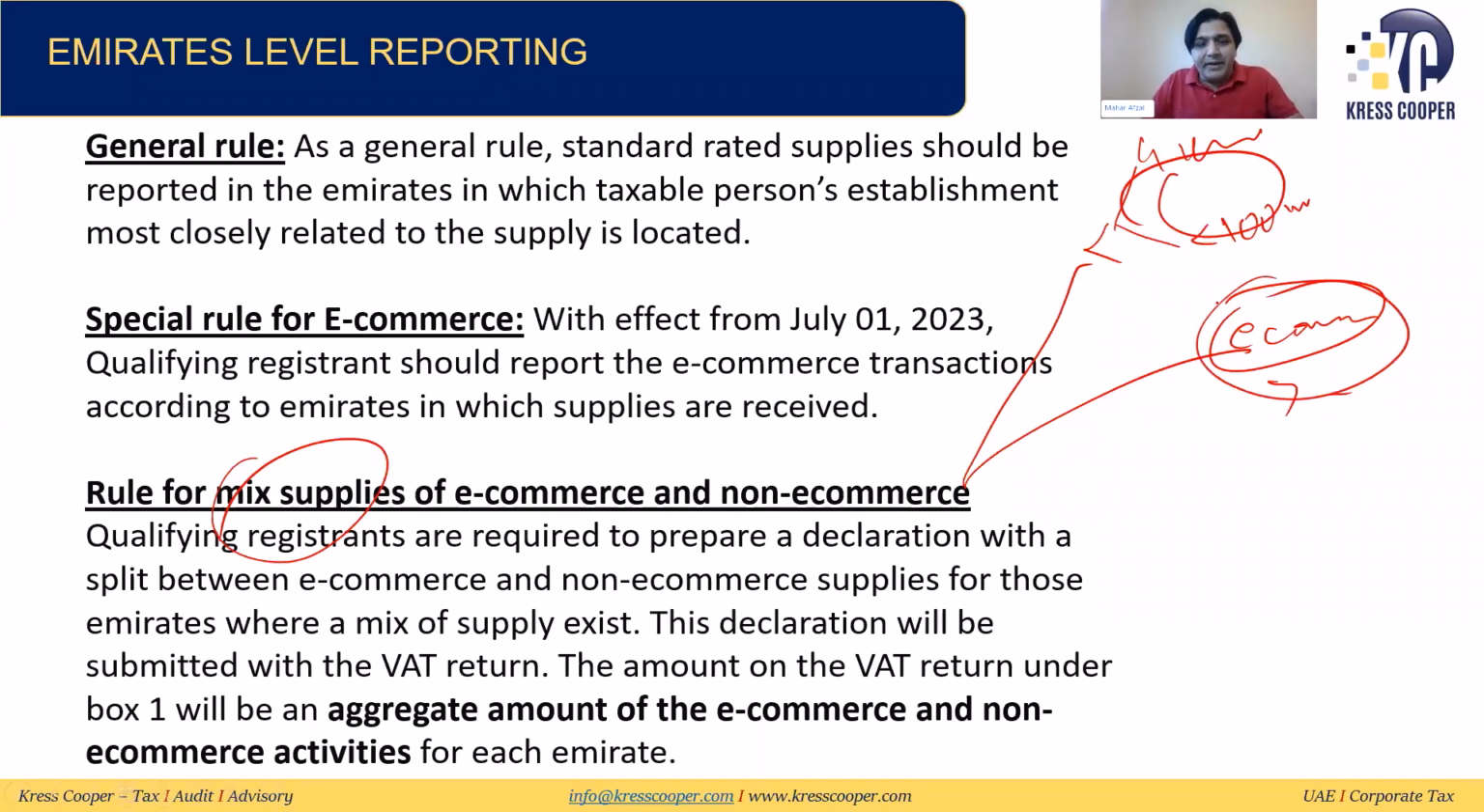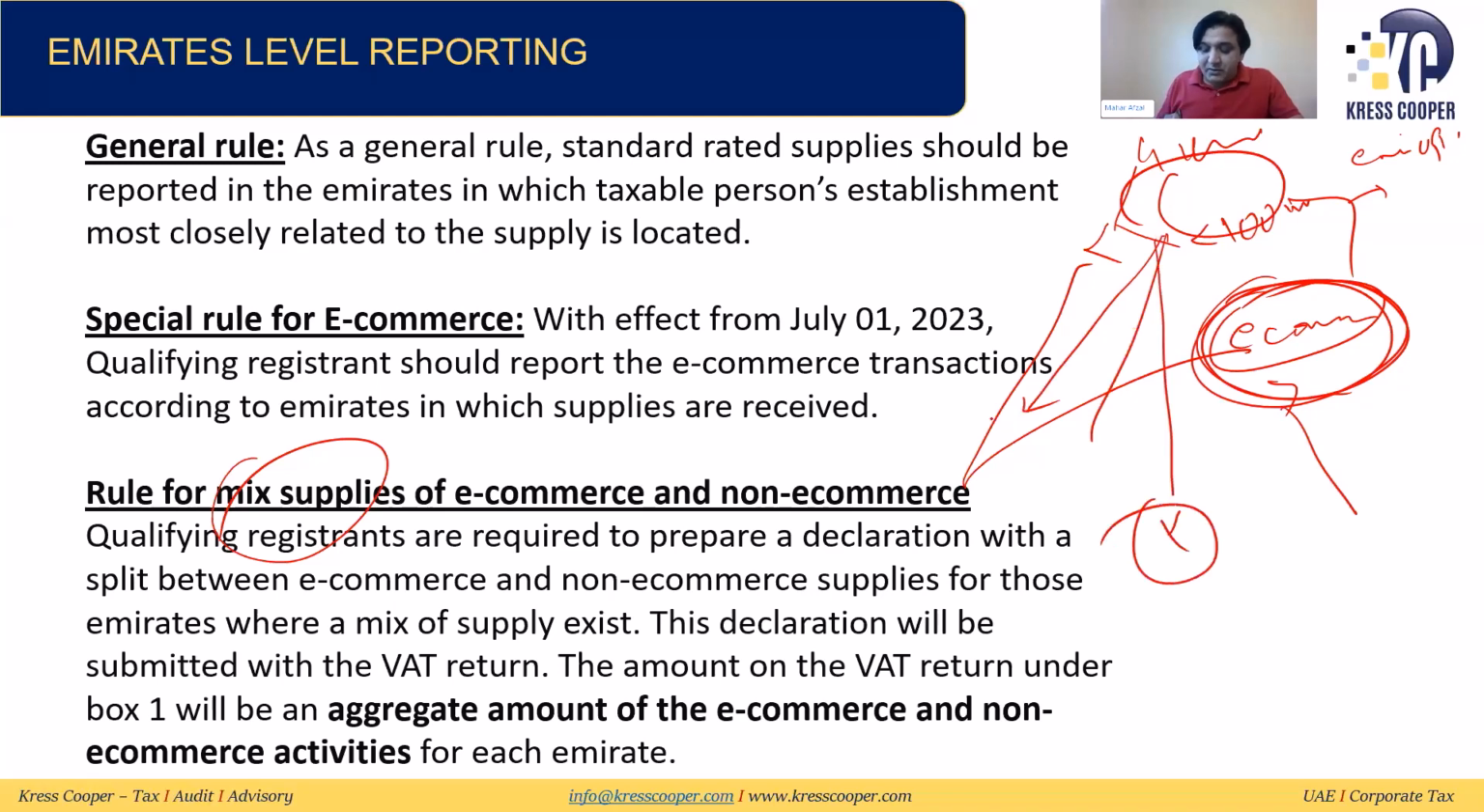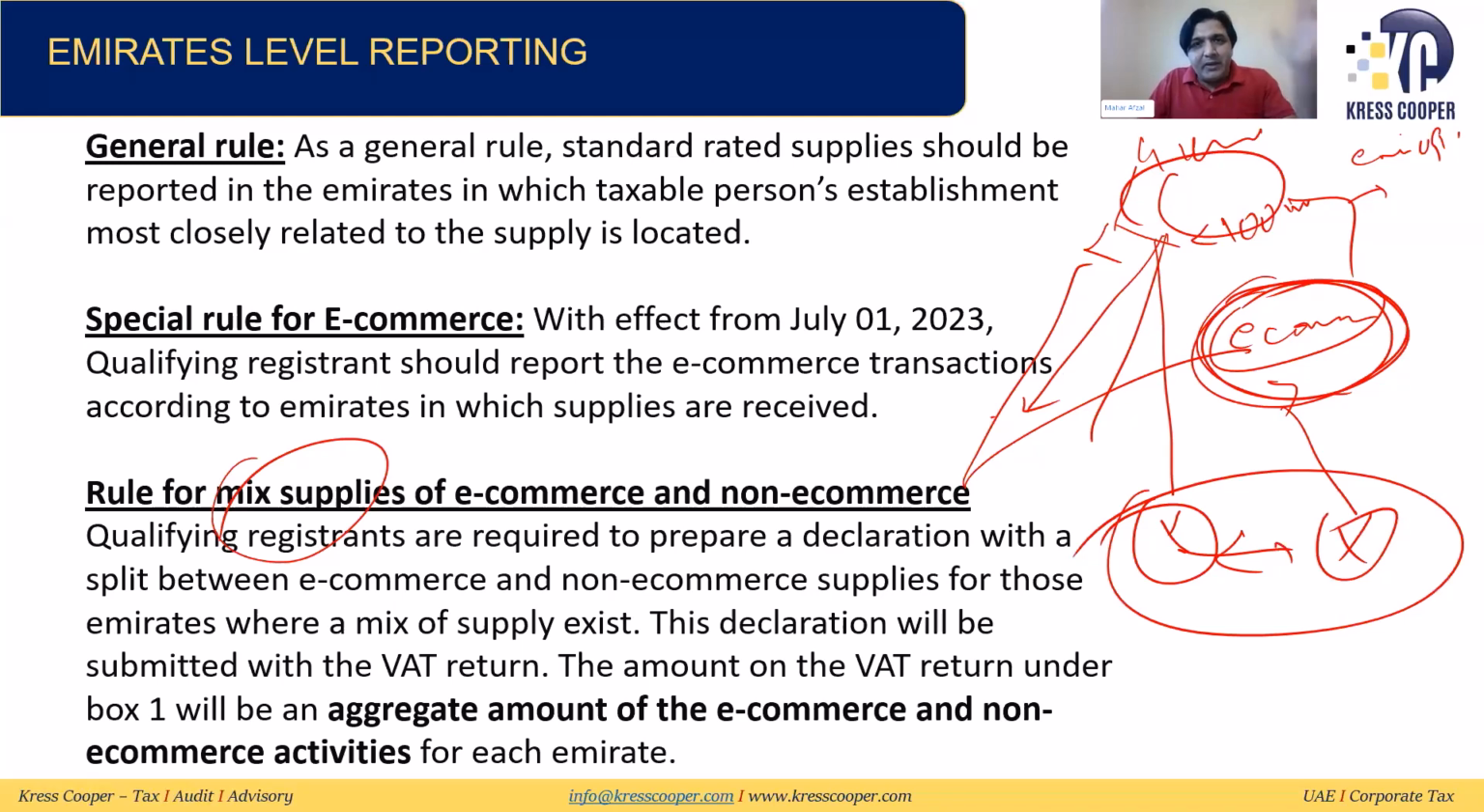We need to identify, in case of mixed supply, supply under the special rules and supply under the normal rule, then we consolidate it. After consolidating, we need to report it in the respective emirate. This will be close to the fixed establishment, place of establishment, or third category, same. If there is no fixed establishment and no place of establishment, then both will be the same, where these goods and services are being received. At the end, we need to identify the respective emirate, and after identification, we need to consolidate the number and report it in the return.